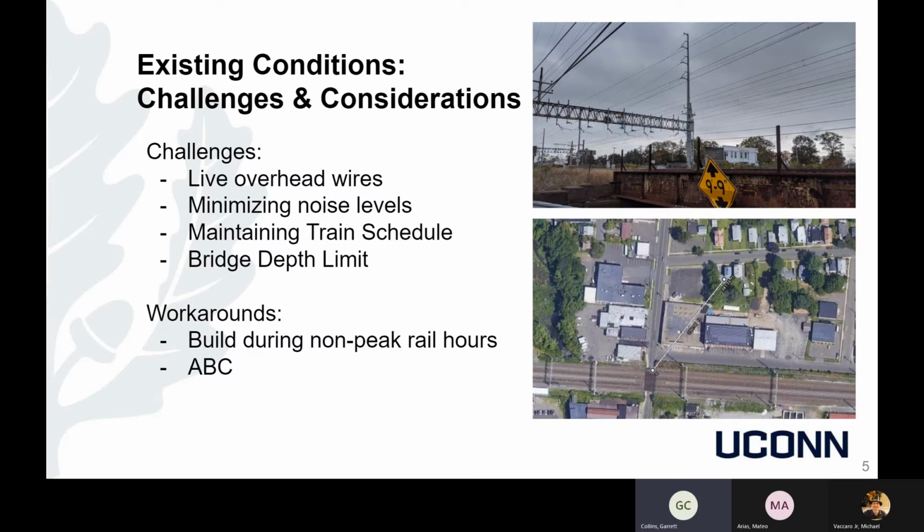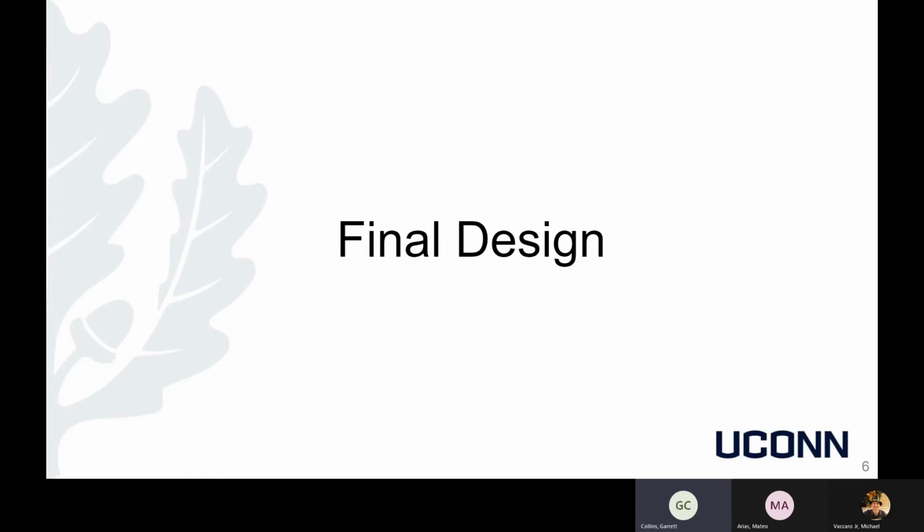And as you can see pictured here, there's 9'9" clearance beneath the bridge, which is already small, which we're going to have to maintain, which is one of the key design features moving forward. And some workarounds we have are building during non-peak rail hours, say the weekends, as well as accelerated bridge construction. Moving on to the final design, here's Mike.